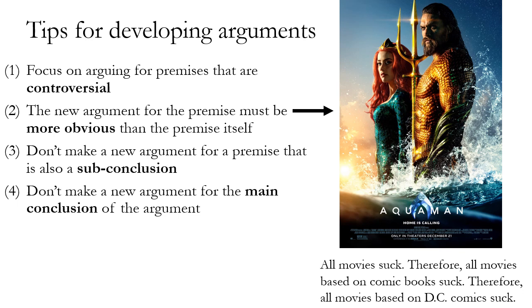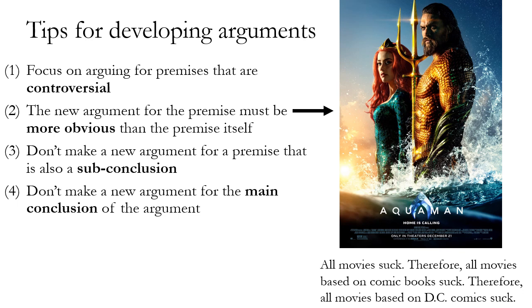It violates the order of justification, because your first premise, all movies suck, that is a broader premise. It's a broader claim. It's going to be harder to prove than the conclusion, which is much narrower, that only movies based on DC Comics suck. So you're starting from a premise that is less plausible, less reasonable, and then trying to argue to a conclusion that is more plausible. You want to do the reverse.